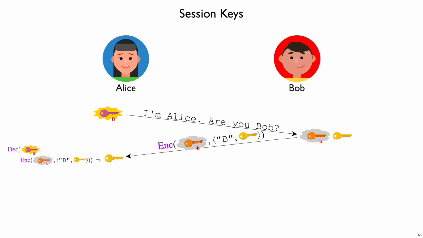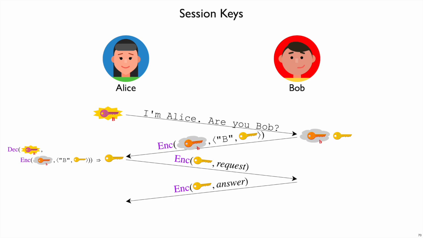Bob proves that he is Bob by signing something, but now not just an R, but some new private key. And then Alice can decrypt that message using Bob's public information to get the private key. And then she could encrypt all requests going forward using that private key. And Bob can send back answers, again encrypting using that private key.